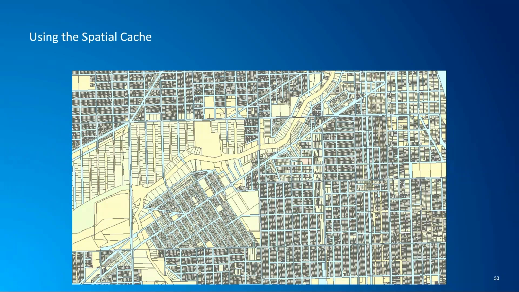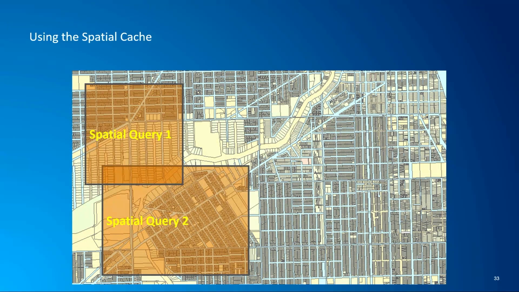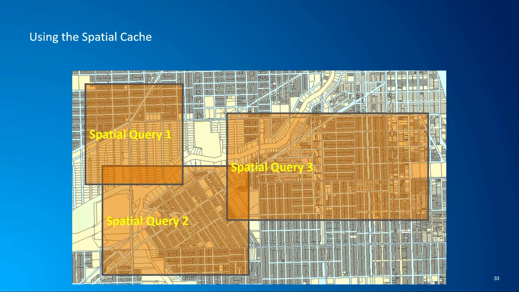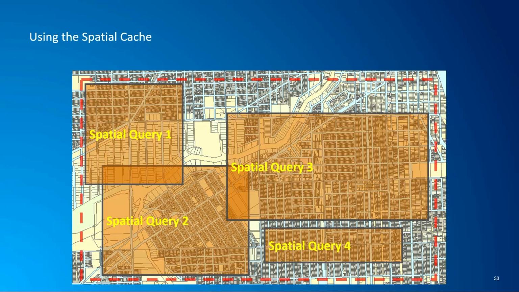Here's a little example. Here we have what looks like some parcel data. Let's say you were going to do a spatial query over in the northwest corner. That's my first query. Second query is down the southwest. Well, where's the next one going? Kind of the eastern area. But I have these three spatial queries in this area that I'm working with now. And then we also have a fourth down in the southwest, down in the Florida area.